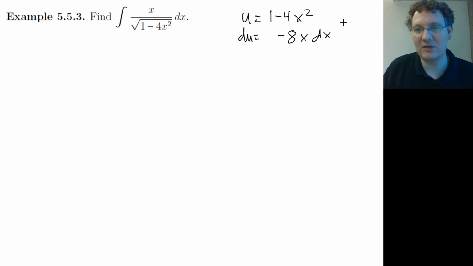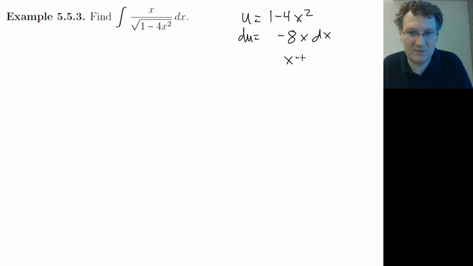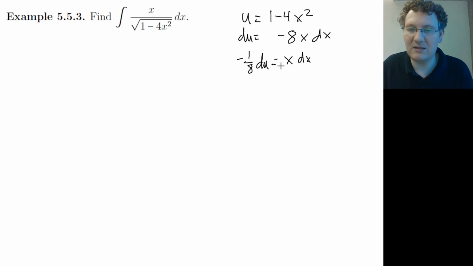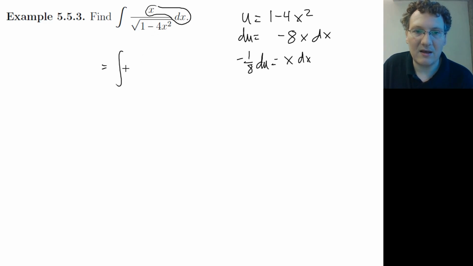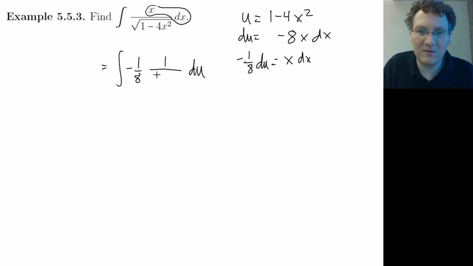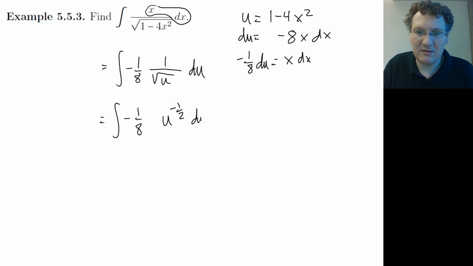And here's another technique you can use. Since I have an x dx, I'm going to write x dx. What's that equal to? It's equal to negative 1/8 du. And so I'm actually going to make that replacement. I'm going to replace the x dx with negative 1/8 du, and then the rest of it is going to be 1 over the square root of u. In fact, what I'm going to do is write this as negative 1/8 u to the negative 1/2 du.